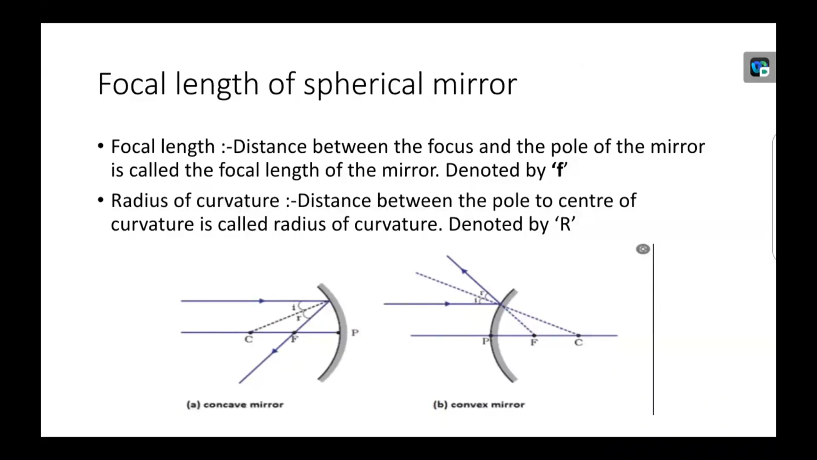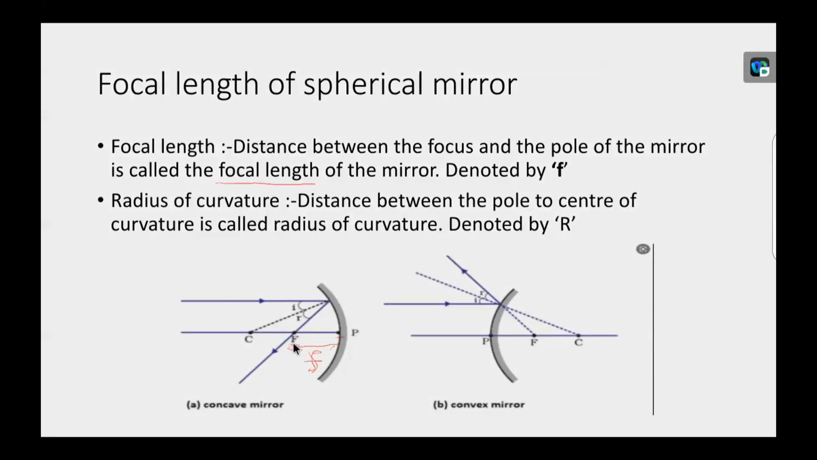Now, we should know these meanings before starting the derivation for focal length and radius of curvature. First, observe the definition of focal length. The distance between the focus and the pole of the mirror is called the focal length of the mirror. It is denoted by small f. Capital F is the position where all the light rays are converging. So points are always shown with capital letters.